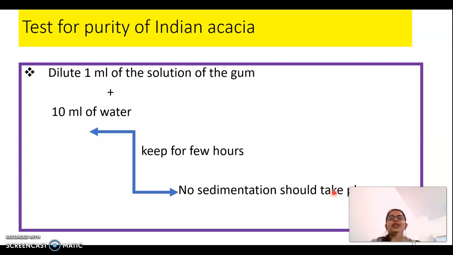Means the container you have taken and kept for some hours, you can check whether sedimentation has happened or not. If sedimentation has happened, your acacia is not pure, and if sedimentation has not happened, your acacia is pure, because you know this is gum and it will give you a gelatinized aqueous solution, right? That's why we can check the purity of Indian acacia.